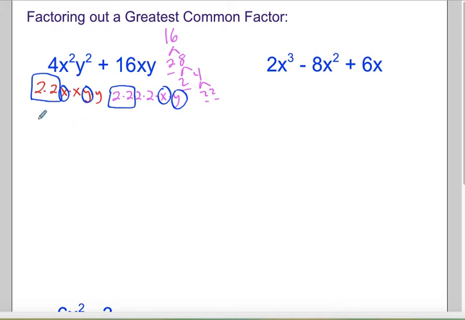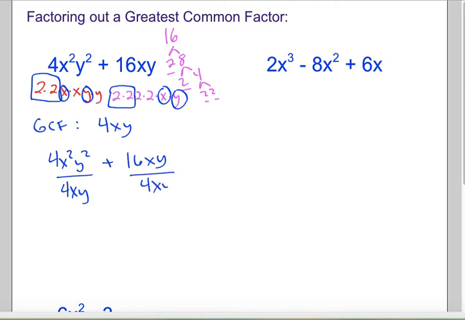And so the GCF is going to be 4xy. And so we're thinking about the pieces here. We have a 4x squared y squared plus a 16xy, and we're going to divide each piece by the GCF. We're going to write the GCF out front for the answer, and we're going to have 2 terms inside separated by a plus sign because there were 2 terms separated by a plus sign at the beginning.